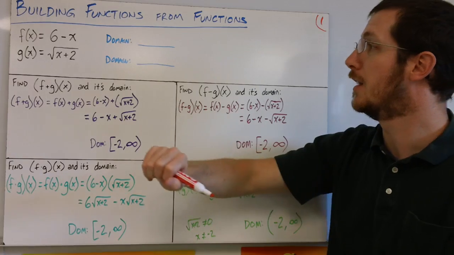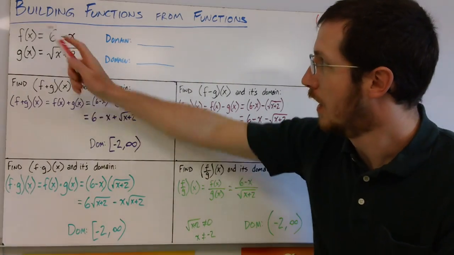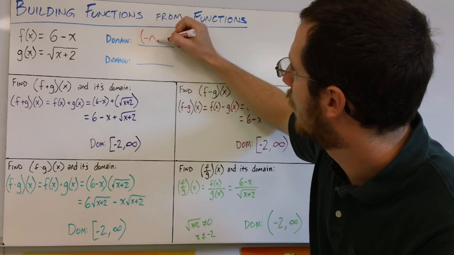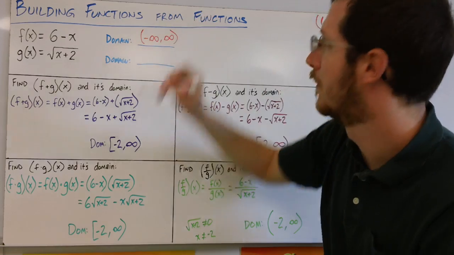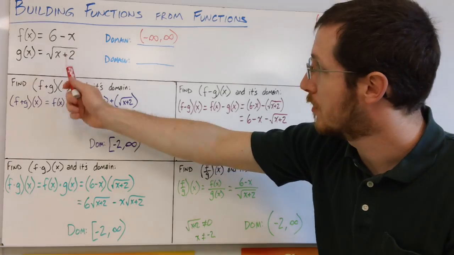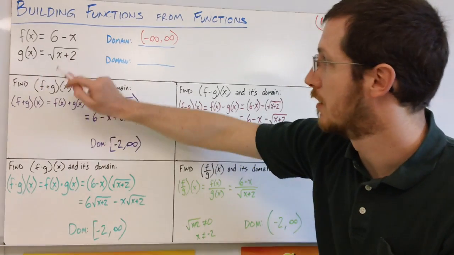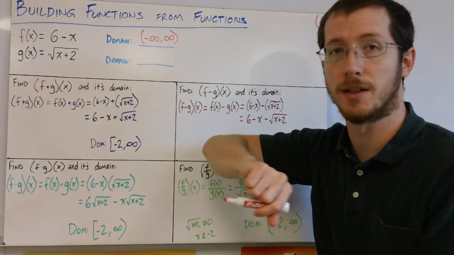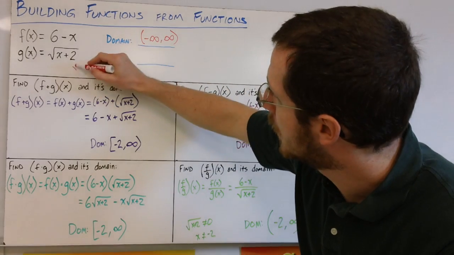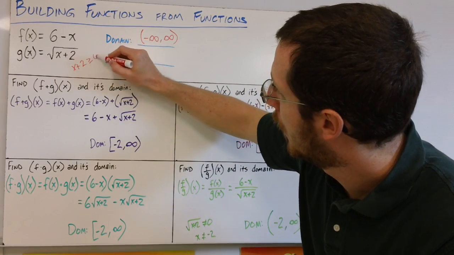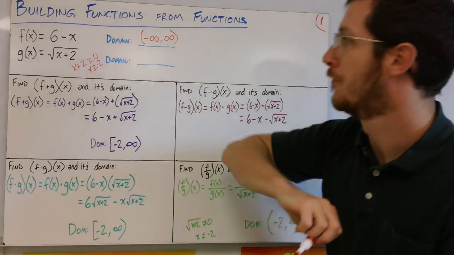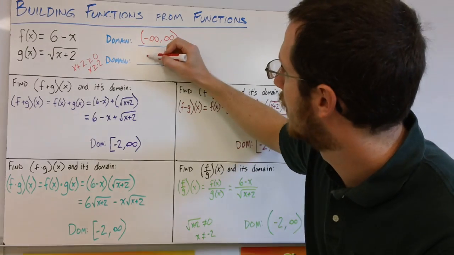Okay, let's go ahead and find a domain for each of these functions. 6 minus x is linear, so we've got all real numbers for the domain of f of x. For g of x, we've got a radical, so we need to make sure that we have a positive radicand. So if we take x plus 2, make sure that it's positive or 0. Then x plus 2 is at least 0, subtract 2 from both sides. Then our x has to be at least negative 2.